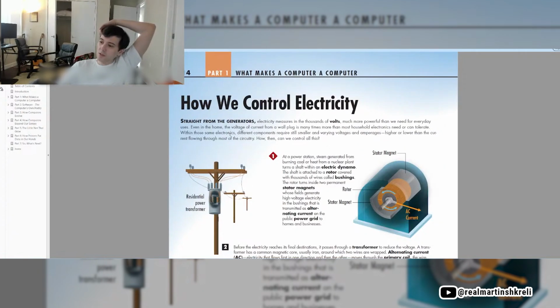Interesting. How do we control electricity? Straight from the generators, electricity measures in the thousands of volts, much more powerful than we need for everyday uses. Even in the home, the voltage of current from a wall plug is many times more than most household electronics need or can tolerate. Within those same electronics, different components require still smaller and varying voltages and amperages, higher or lower than the current flowing through most of the circuitry. How do we control all this?